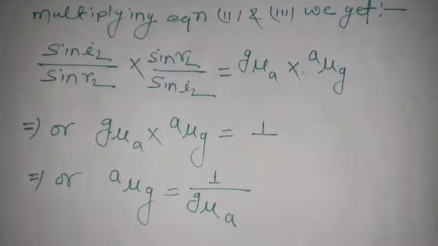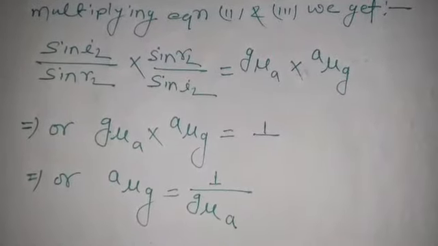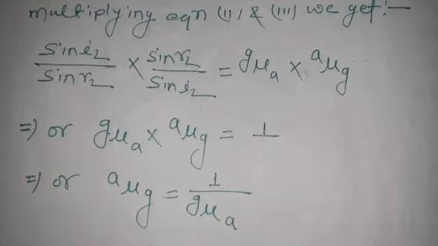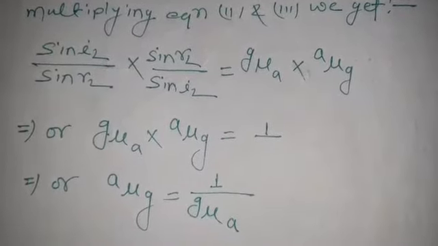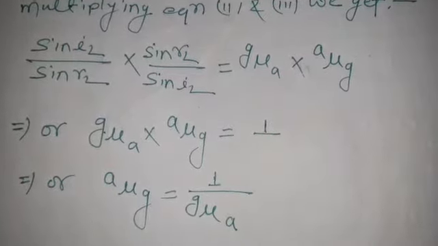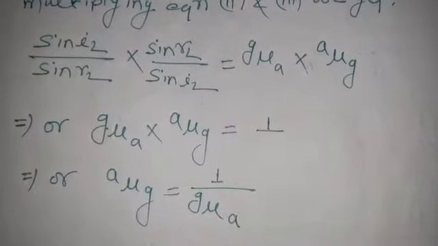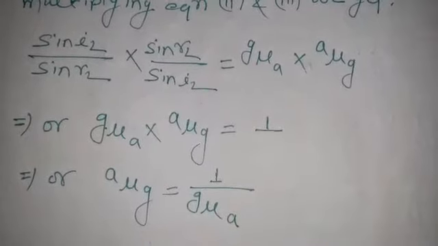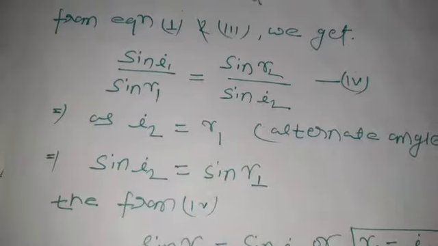Now multiplying equation number 2 with equation number 3. On multiplying, we get sin I2 upon sin R2 into sin R2 upon sin I2 equals g mu a into a mu g. Sin I2 will cancel out, sin R2 will cancel out each other. So we get g mu a into a mu g equals unity, or a mu g equals 1 upon g mu a, by the principle of reversibility.